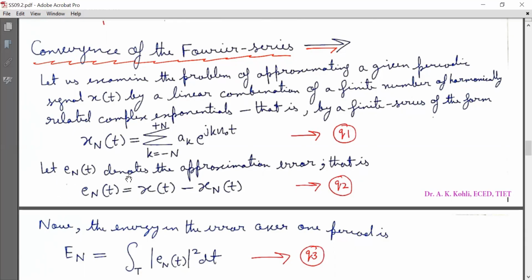Let eN(t) denote the approximation error, that is eN(t) is equal to x(t) minus xN(t). Mark it as equation Q2. Now the corresponding energy in the error over one period is capital EN equal to integration over a period of capital T, magnitude eN(t) square dt. That is equation Q3. So this is the energy in error over one period.